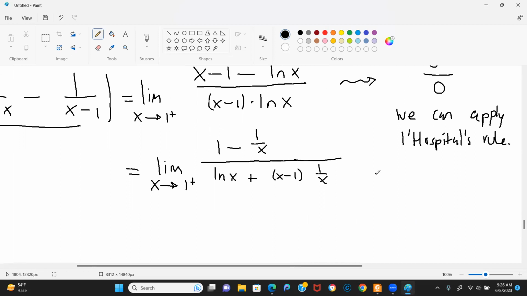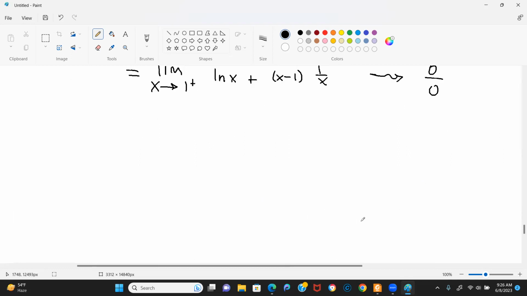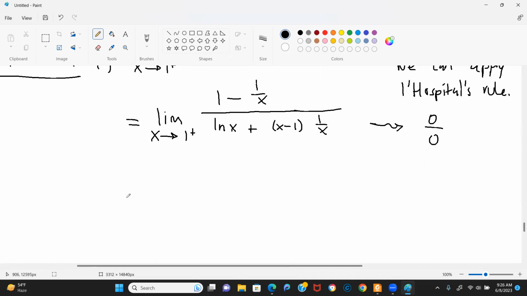And we actually get another indeterminate form. When x goes to 1, you get 0 in the numerator, and then you get 0 in the denominator as well. So we get another indeterminate form, so we have to apply L'Hopital's rule again.